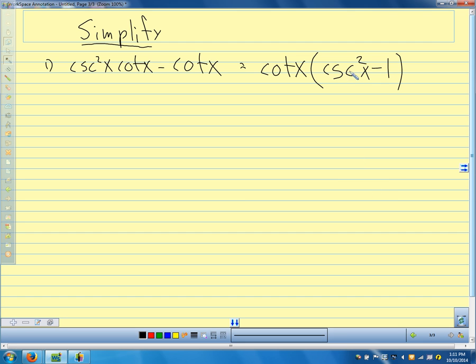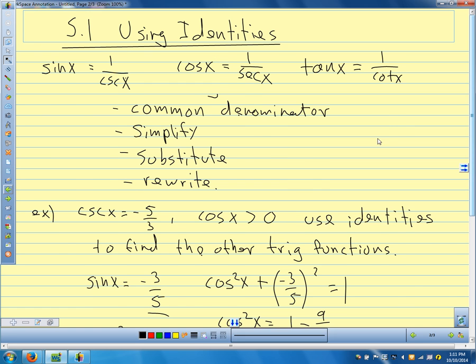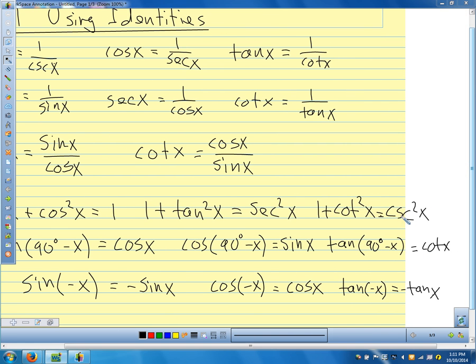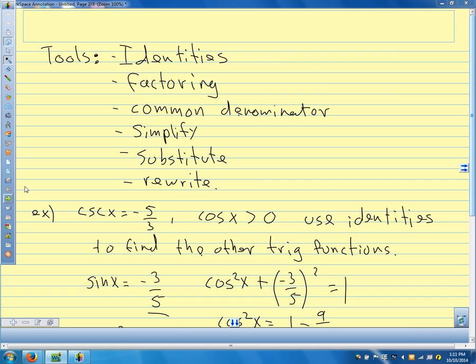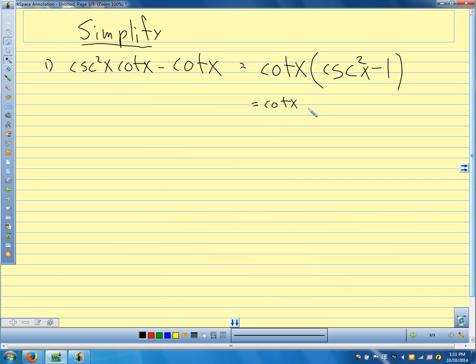Whenever I see a trig function squared and a 1 together, I think Pythagorean identity. So this cosecant squared x minus 1. Let's go back here. One more. Cosecant squared x. If I subtract 1 from both sides here, what do I get? Cosecant squared x minus 1 equals cotangent squared x. So this equals cotangent x times cotangent squared x, which is cotangent to the third of x. And that's my answer. That's as far as we want to go.